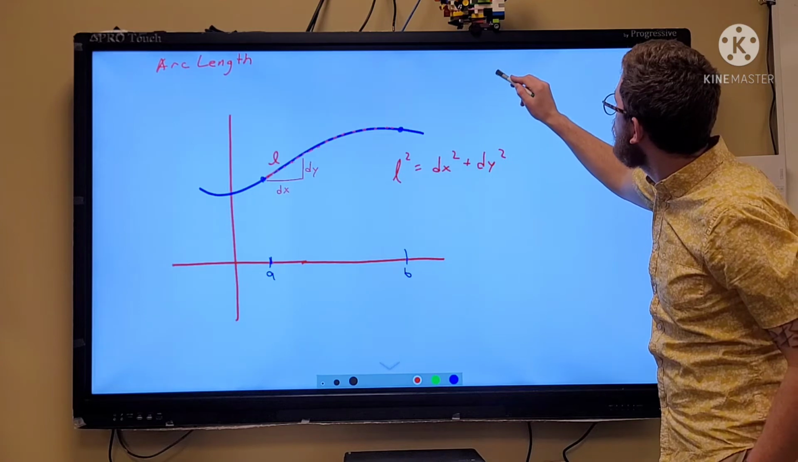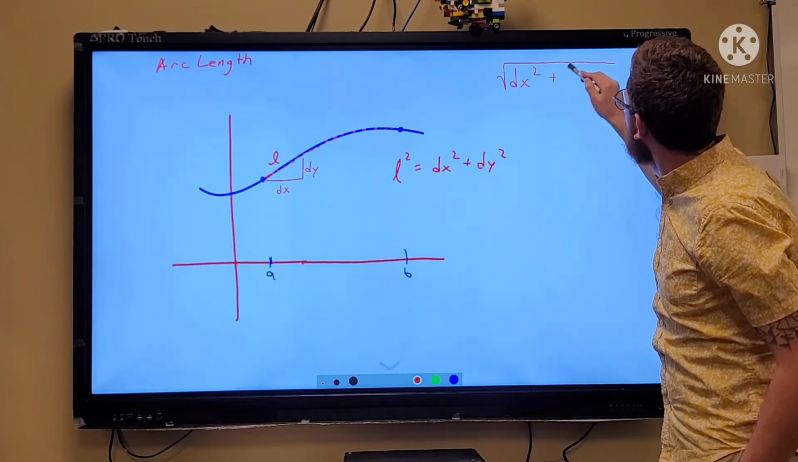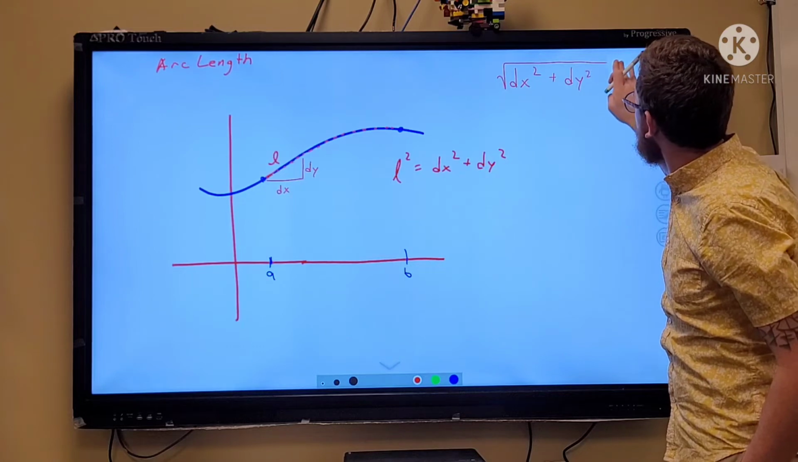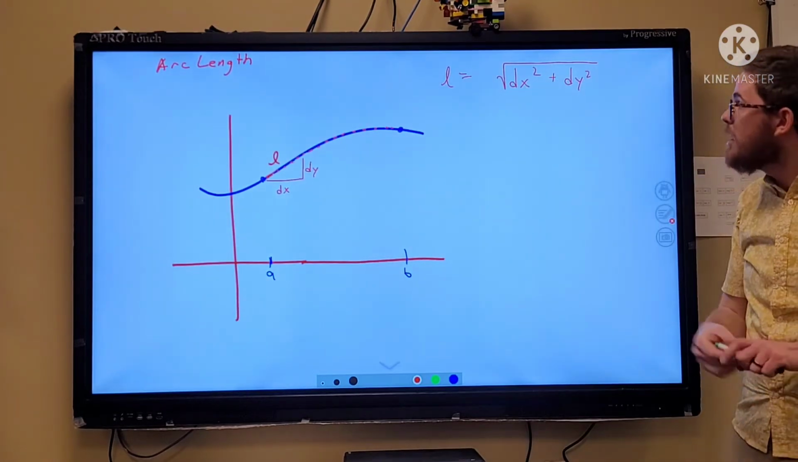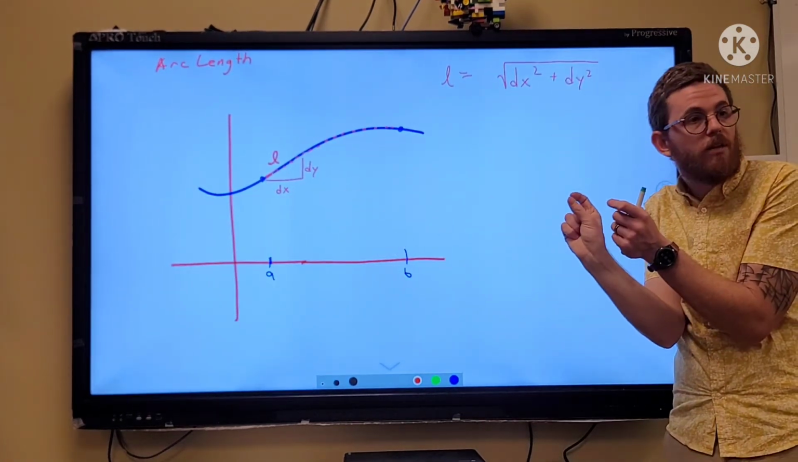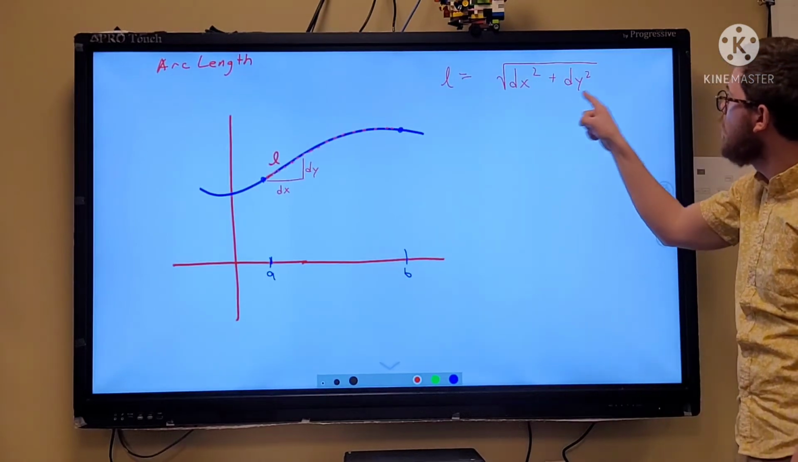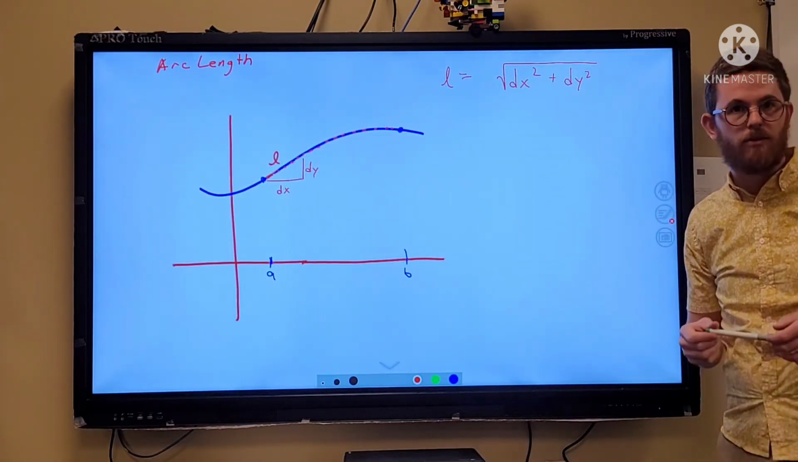So if I take the square root of dx squared plus dy squared, this is our length at any moment, the change in x squared plus the change in y squared. That gives us our little length. Well, I want to rewrite this. This is kind of clunky. This isn't very nice.